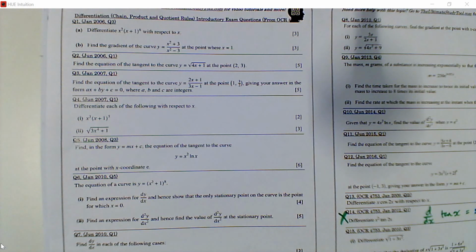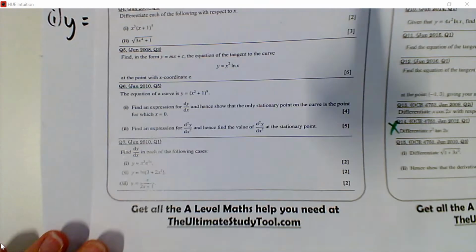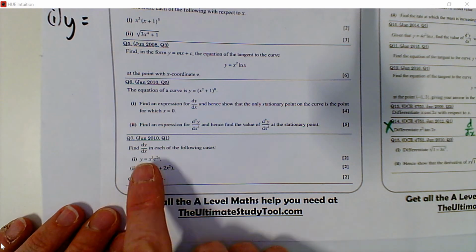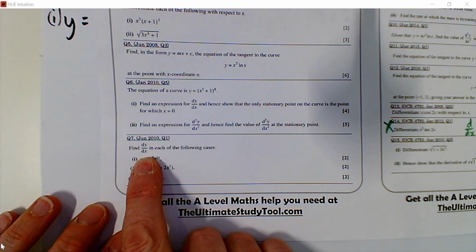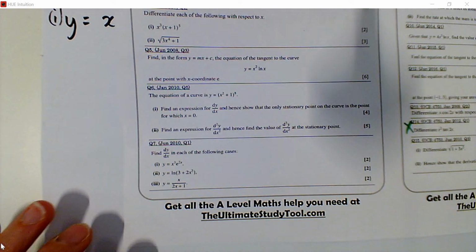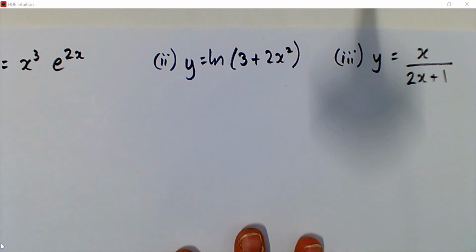Hi, year 13s. I'm going to show you how to do one of the homework questions. It's a bit tiny. This is homework question 7. Find dy by dx in each of the following 3 cases. So here are the 3 examples.